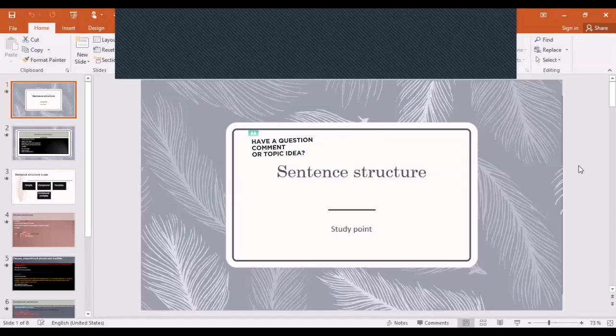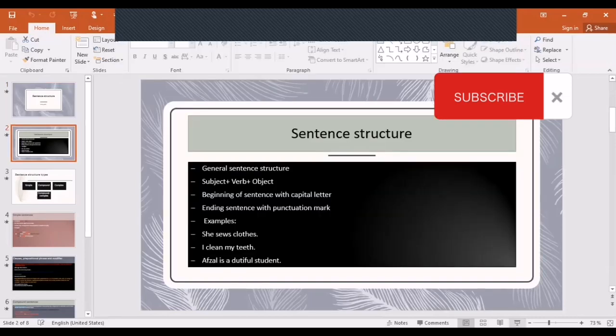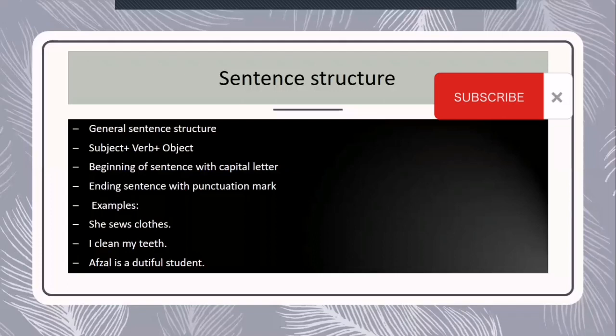Hello everyone. Today we are going to study sentence structure. In a normal sentence structure, what we actually read, that is the general sentence structure, includes subject, verb, and object, and every sentence starts with a capital letter, and we all know that it ends with a punctuation mark.